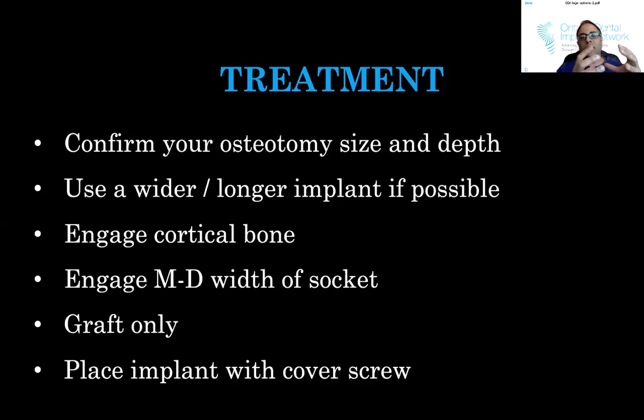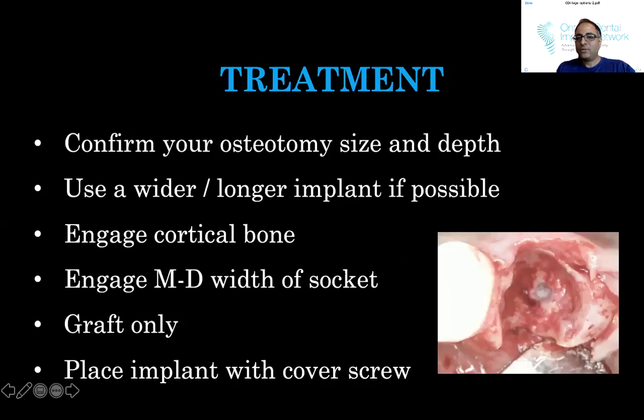Or if you're doing it immediate and you can't engage apically, try to engage the width of the socket. And I'll show you a picture of that. But you might have to walk away. You might have to graft it, or you can place the implant with a cover screw. So by placing the implant with the cover screw, you're going to say, well, if there's no stability on that implant, how do we do that, right? So the answer to that is, let's see an example. Here's an example. Completely blown out site. This is an upper molar. And again, I had this case on my immediate molar implant presentation.